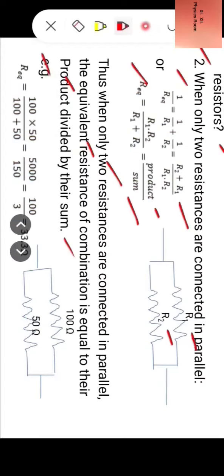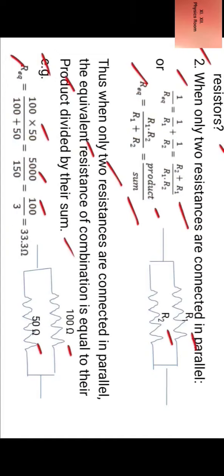Now for example, consider two resistances of 100 ohm and 50 ohm connected in parallel. Then their equivalent resistance is 100 into 50 divided by 100 plus 50, or it is equal to 5000 by 150, or it is equal to 100 by 3, or it is equal to 33.3 ohm. Now 33.3 ohm is lower than the least in the combination. It means the least in the combination is 50 ohm, so the equivalent resistance is 33.3 ohm. It means our answer is correct.